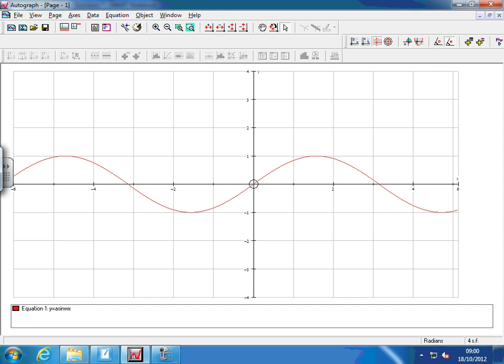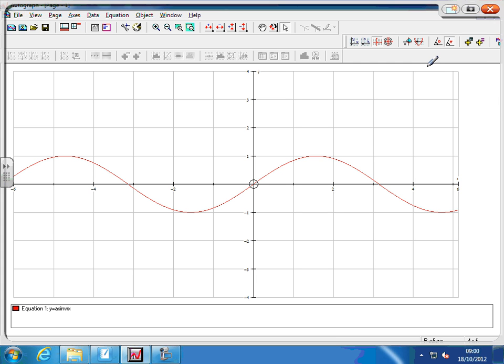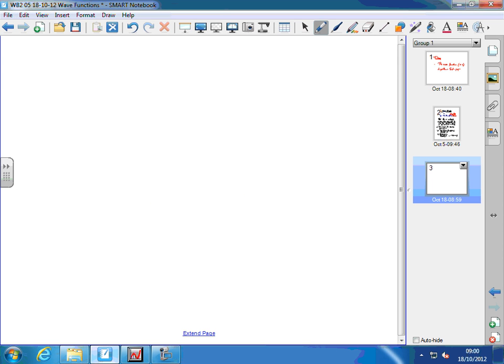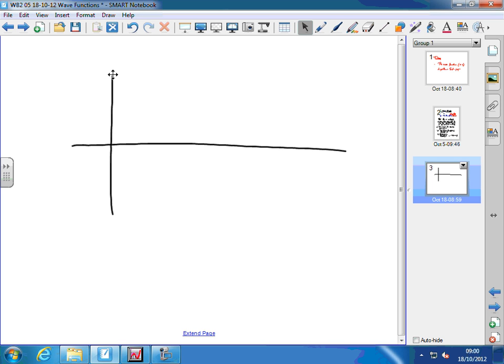If I type in y equals a sine omega t, then what is the effect of changing a? Right, a makes it bigger. So in fact, if I were to plot the function y equals a sine omega t on here, or sketch it even, which is what the assignment's sort of about in a way, I get something that looks a little bit like that.